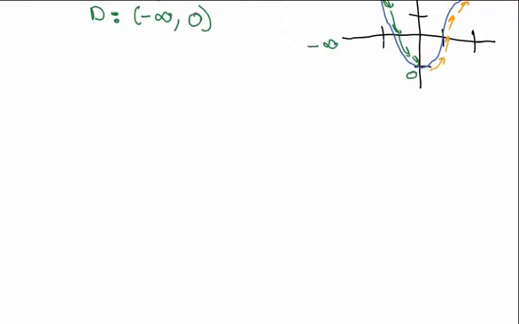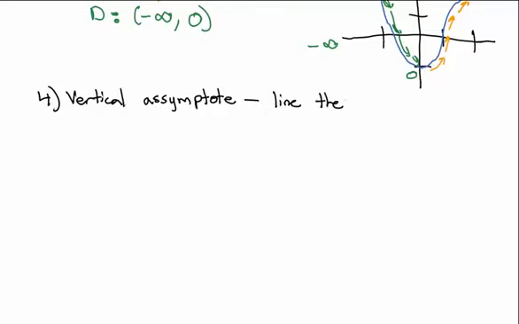The last thing we want to know, after domain and range, positive and negative, increasing and decreasing, the last thing we want to know are about asymptotes. First, we're going to talk about things called vertical asymptotes. And that is a line, a vertical line. The graph approaches but never crosses.